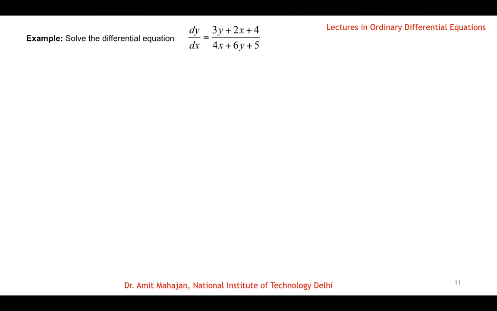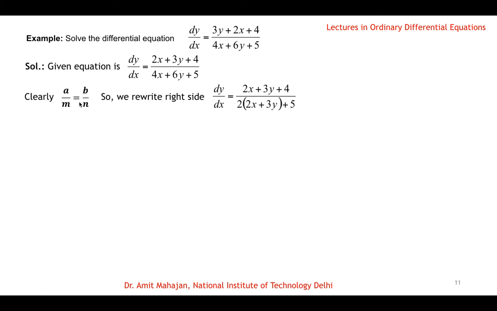Take one example. Say, solve the differential equation dy/dx = (3y + 2x + 4)/(4x + 6y + 5). Again there are constant terms, which make this differential equation non-homogeneous. Now the coefficients of x: one is 2, the other is 4, so the ratio is 1/2, and the coefficient of y is 3 and here 6, so the ratio is 1/2. So the coefficient x ratio and coefficient y ratio are the same, so a/m is the same as b/n.